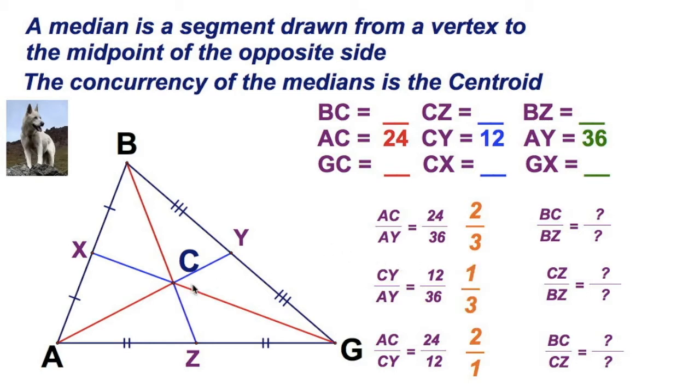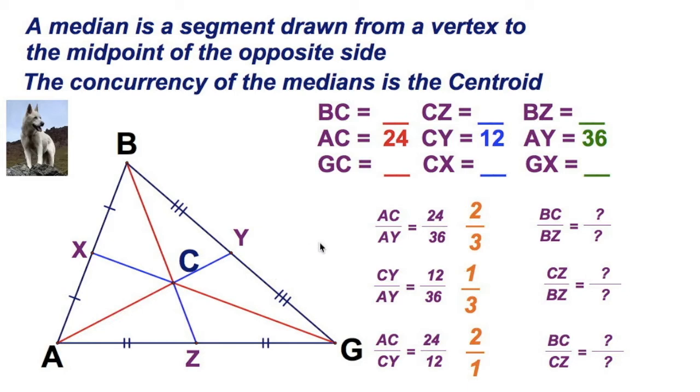Or I could say it this way. Look at the median itself. It's split into the two pieces. So if this is 2/3 and this is 1/3, then this segment to this segment is 2 to 1. Or if I look at the reciprocal of that, the short side, the blue segment to this segment is going to be 1 to 2.